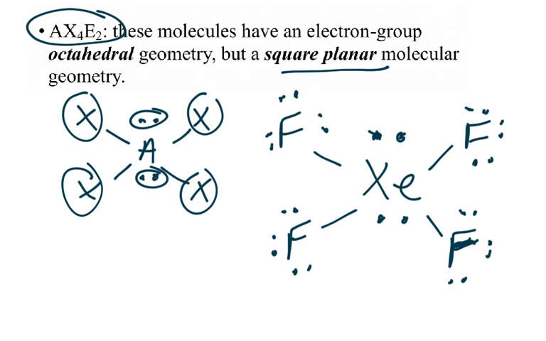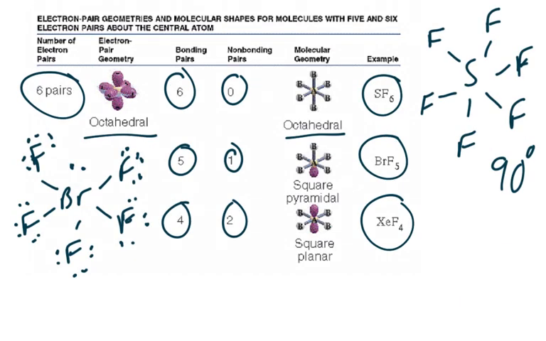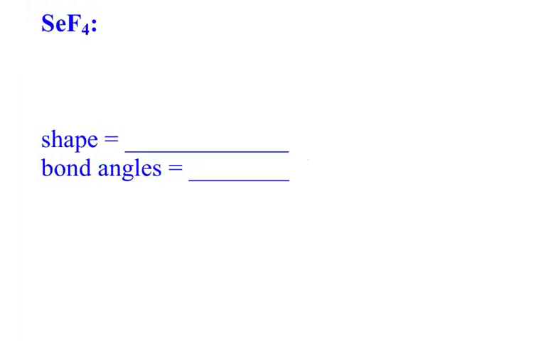The electron geometry is octahedral, but the molecular geometry is square planar. So there you have the octahedral ones. Let's take a look at a couple of examples that we can do here. This is just a semicolon, so we can ignore that. Let's draw this one out.